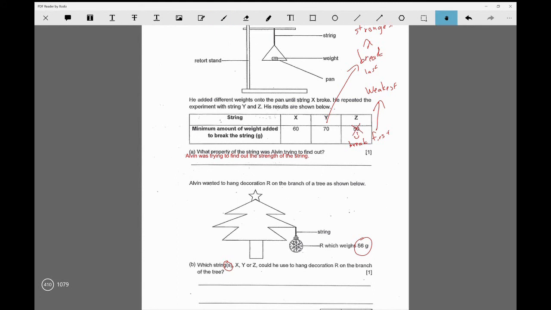Obviously, if you hang 56 gram, it will definitely break. So you are not supposed to use material Z, whereas X and Y can support more than 56 gram. So you can use either material. So we write it down. Okay, they didn't ask for explanation, so no need to write that down. But if they ask, you just have to say string X and Y can support more than 56 gram.